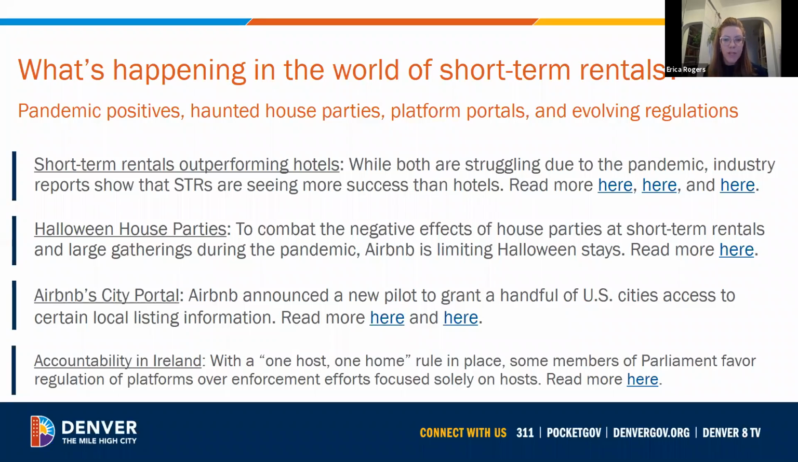Okay. Another announcement from Airbnb this month of note is that the company announced a new pilot program that grants a handful of US cities and I believe 1 Canadian city access to certain local listing information. So I included a couple articles about the city portal. Aisha sent me a list of the cities that they're rolling this out in, including Buffalo, Calgary, Miami-Dade, New Orleans, Palm Springs, Raleigh, Sacramento, Seattle, San Francisco, and Vancouver.